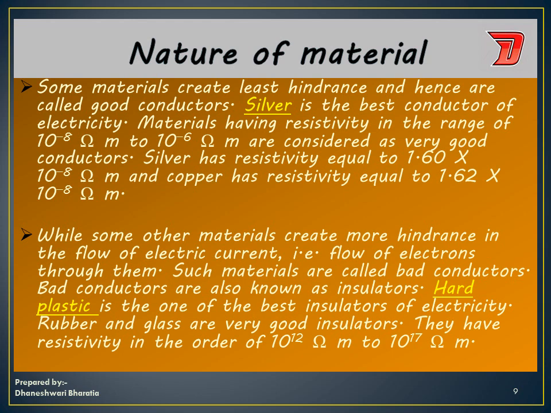Nature of the material means here they are talking about conductors and insulators, right? Conductors, we know, are very good conductors of electricity, and insulators will insulate, meaning they will create the maximum hindrance in the flow of current. That is why they are unable to conduct electricity, and so they are known as insulators.